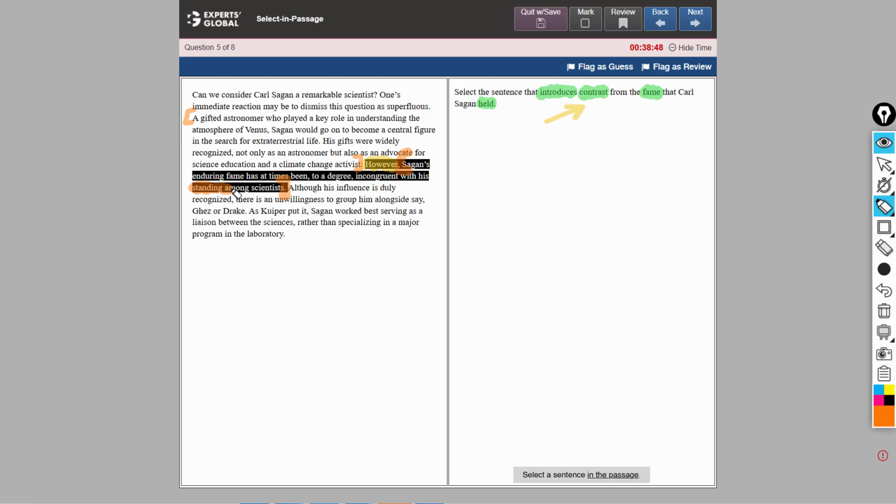This sentence talks about something being incongruent, as in asymmetric, with the enduring fame of the scientist. Therefore, yes, this sentence introduces contrast from the fame that the scientist held. This sentence makes a perfect answer choice.